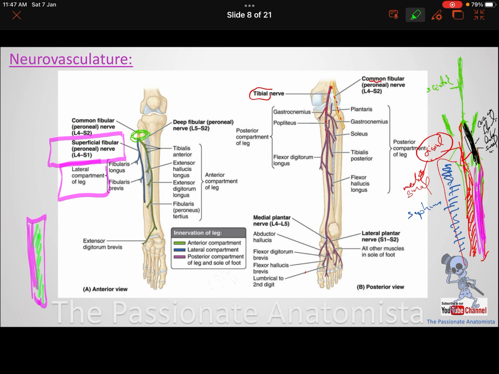So look again, the tibial nerve will give you all the branches of the posterior aspect, and it will end at the foot as medial and lateral plantar nerves. This is a very important nerve, the tibial nerve.